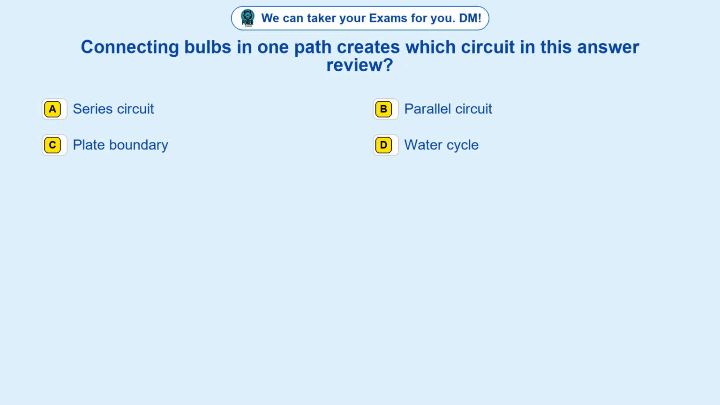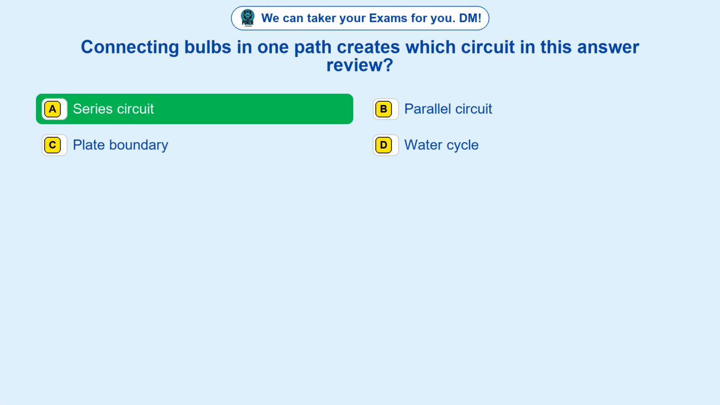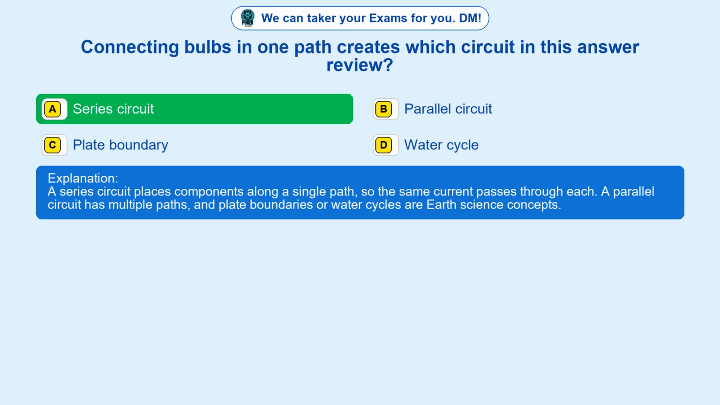Question 73. Connecting bulbs in one path creates which circuit in this answer review? Option A, series circuit. Option B, parallel circuit. Option C, plate boundary. Option D, water cycle. The correct answer is option A. Series circuit. A series circuit places components along a single path, so the same current passes through each. A parallel circuit has multiple paths, and plate boundaries or water cycles are earth science concepts.